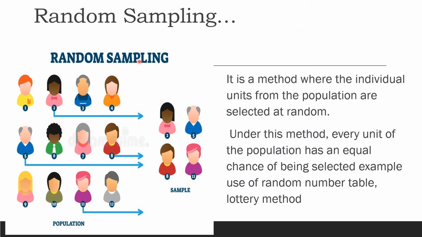What is random sampling? It is a method where the individual units from the population are selected at random. Under this method, every unit of the population has an equal chance of being selected. Now, a typical example of how a random sample is drawn is the use of a random number table.